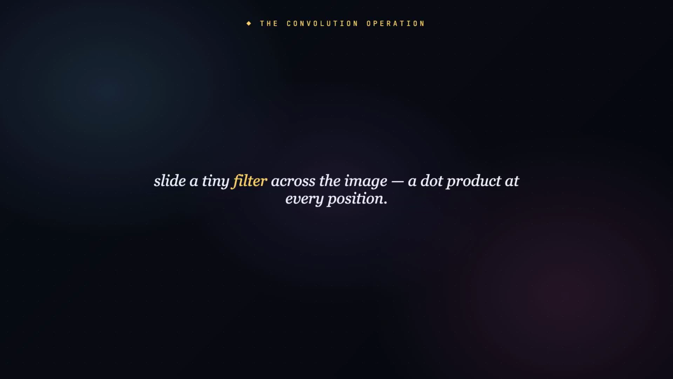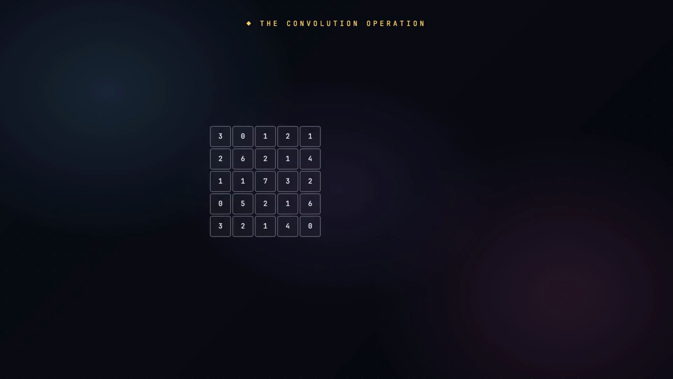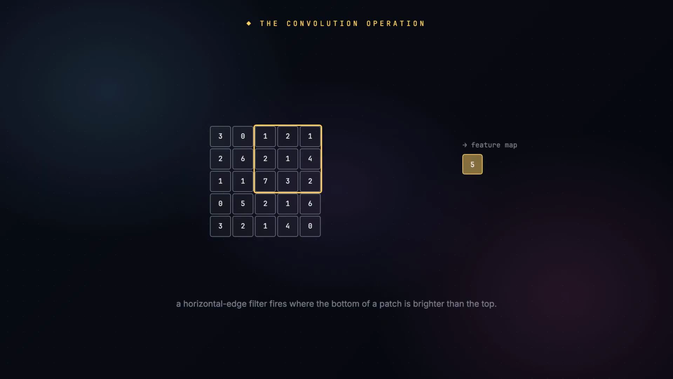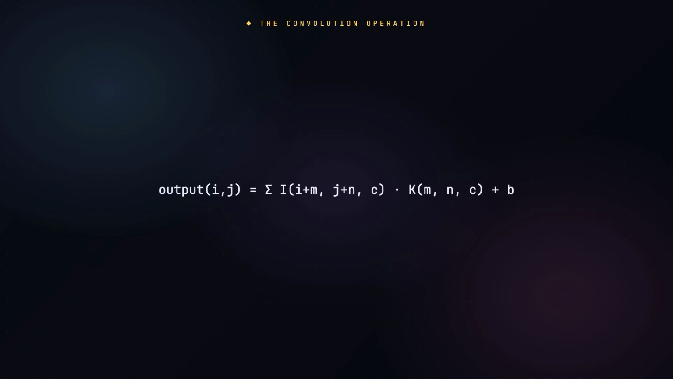The fix is the convolution. Slide a small filter across the image, and at every position, compute a dot product. Multiply the filter against the patch, sum it up, add a bias. A horizontal edge filter, for instance, fires wherever the bottom of a patch is brighter than the top. The output is a feature map, a grid showing where that pattern was found. In symbols, output ij equals the sum over the patch of the input times the kernel, plus b.